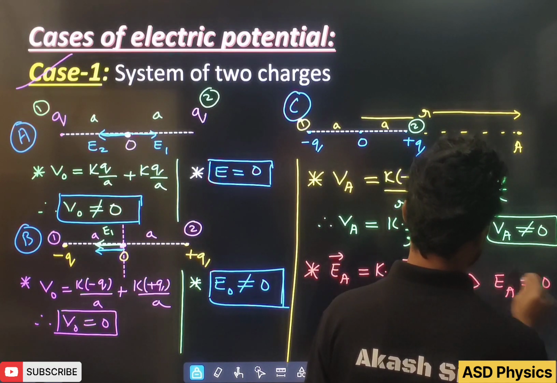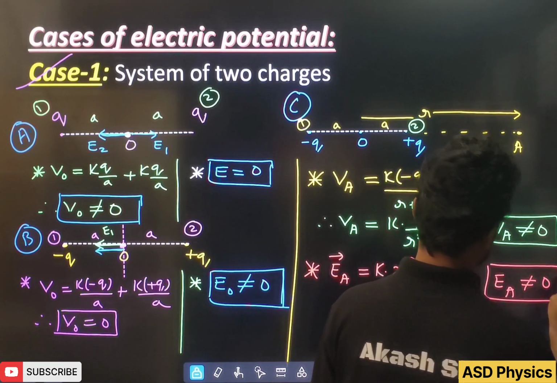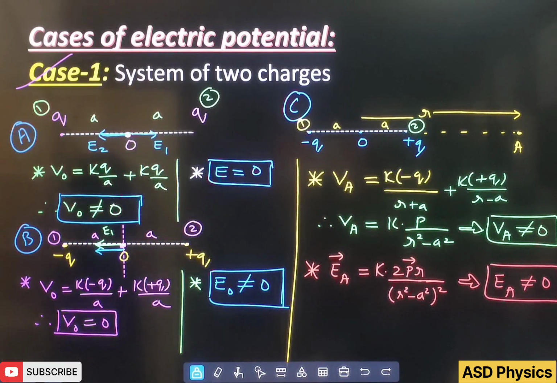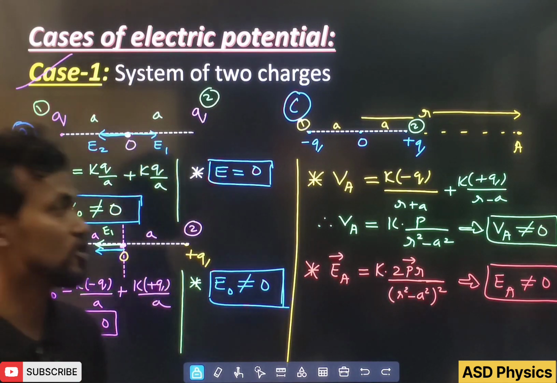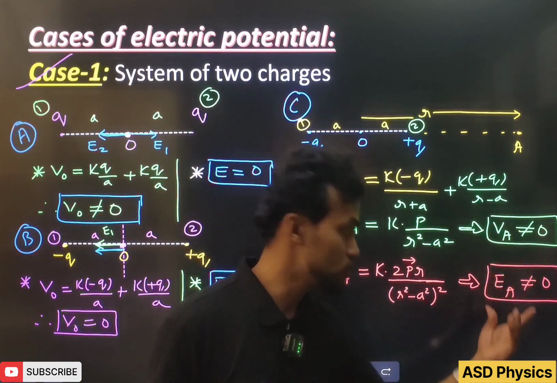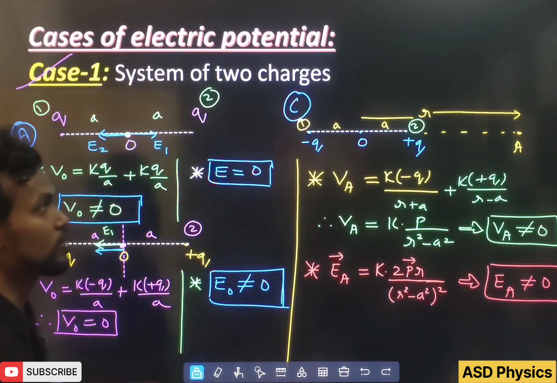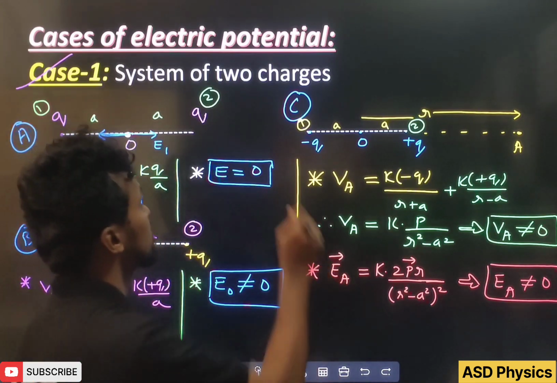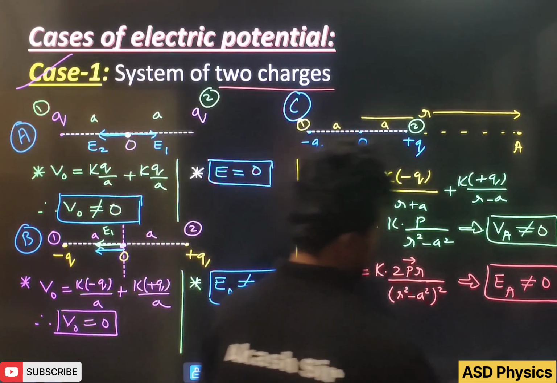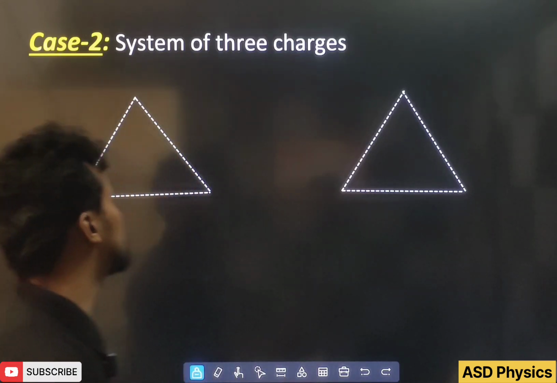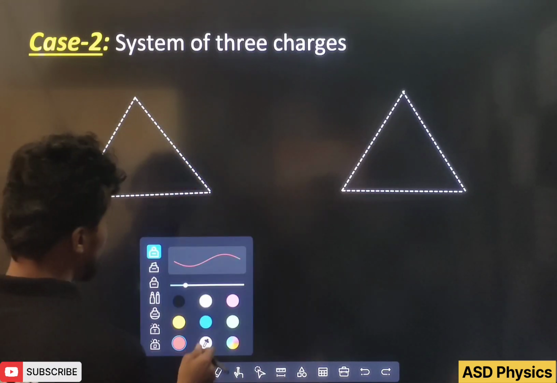But my point of thing is that electric field is not 0. So here you can see I have shown you the 3 situations. Here in first situation, potential is not 0, electric field is 0. Here you can see potential is 0, electric field is not 0. And here potential also not 0, electric field is also not 0. Okay, so this thing we have to remember. Here we have seen system of 2 charges. Okay, next one students, we are going to see system of 3 charges.